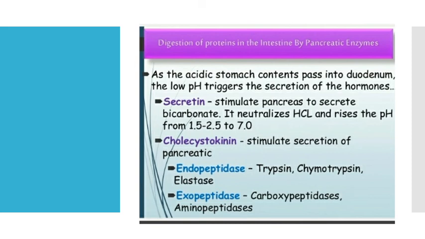Cholecystokinin stimulates secretion of pancreatic endopeptidases. What is included in the endopeptidases? Trypsin, chymotrypsin, elastase. And the exopeptidases: carboxypeptidases and aminopeptidases.